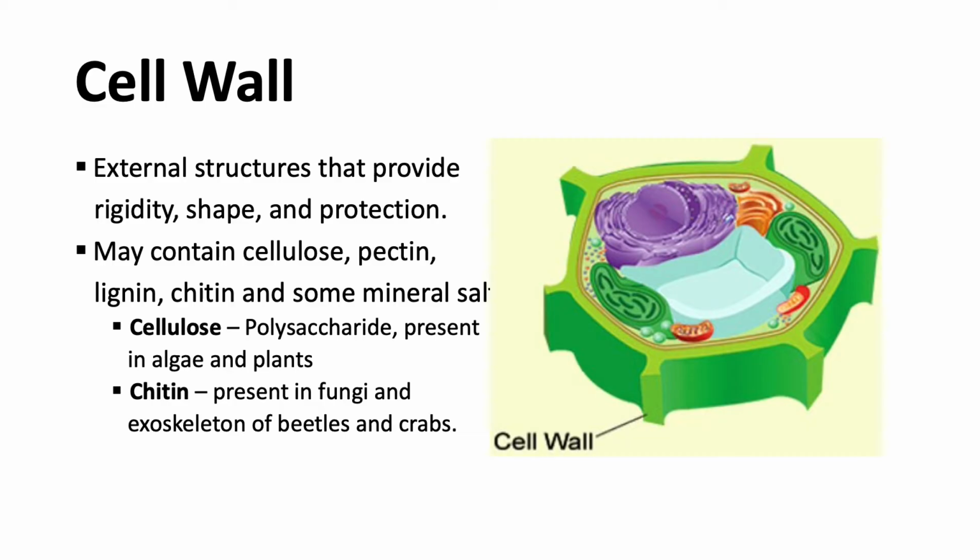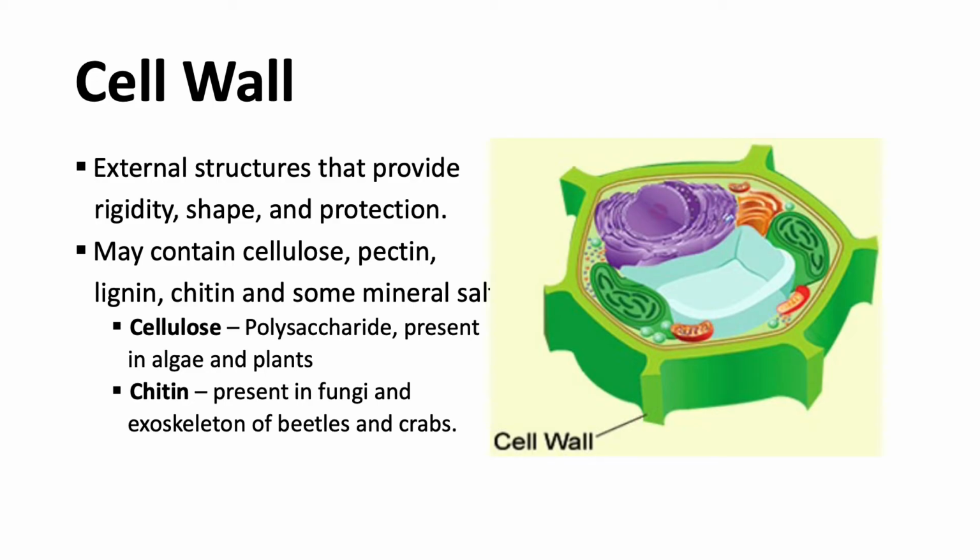Some eukaryotic cells contain cell walls. These are the external structures that provide rigidity, shape, and protection to the cell. When it comes to structure of cell walls, eukaryotic cells have a much simpler structure than prokaryotic cell walls. They may contain cellulose, pectin, lignin, chitin, and some mineral salts.